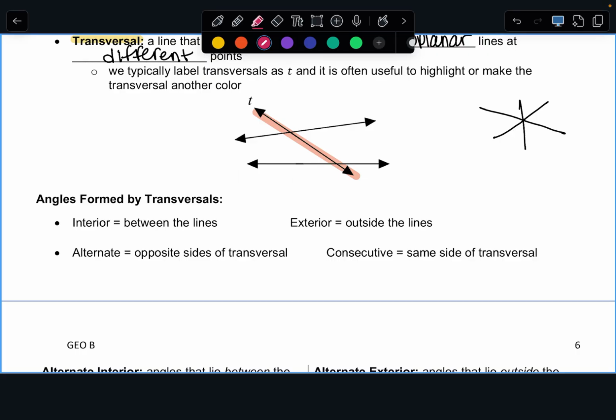I want you to highlight the word interior in that color. I'm choosing pink. All of your interior angles are the ones between your 2 pairs of lines. So I'm looking here, and I'm looking at angles between my 2 lines.